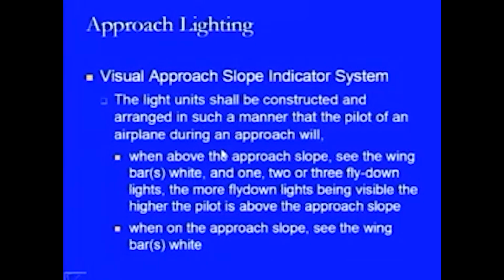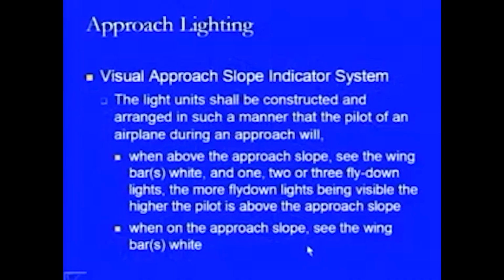So, the visual approach slope indicator system is basically light units which are constructed and arranged in such a manner that the pilot of an airplane during an approach will see certain things. When above the approach slope, the pilot can see the wing bars white and 1, 2 or 3 fly down lights, and the more fly down lights being visible, the higher the pilot is above the approach surface. So, it means if the pilot can see more of the lights, he is not following the approach slope and is much higher with respect to it.